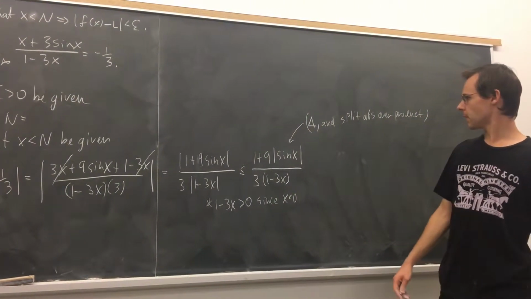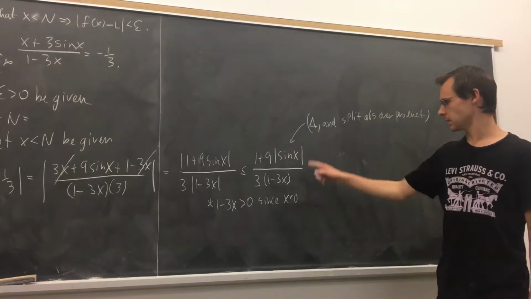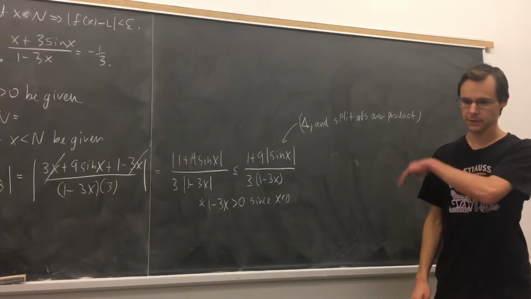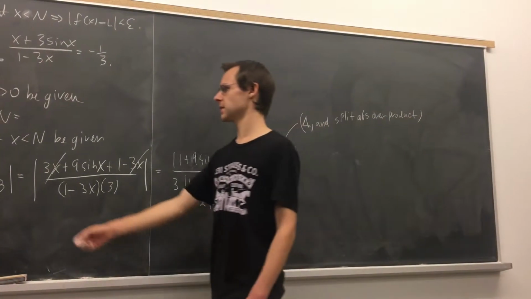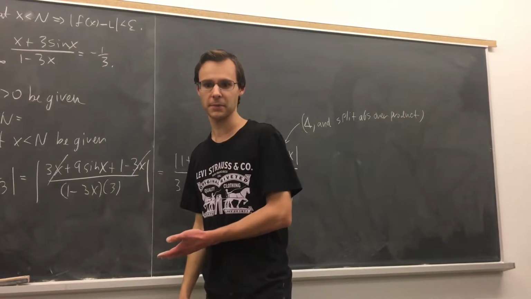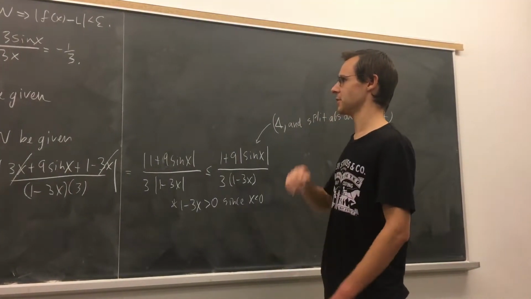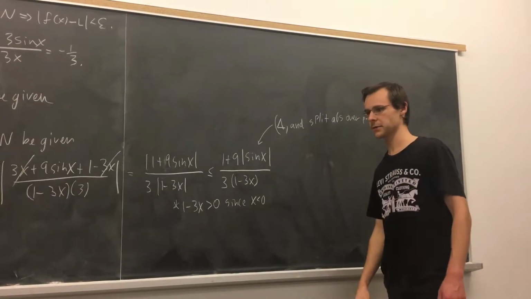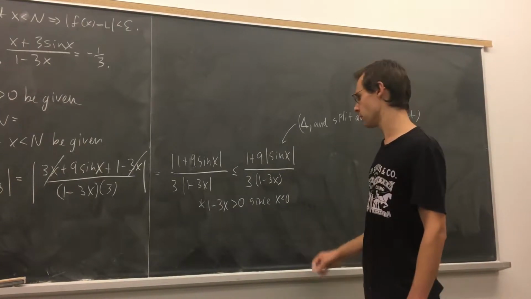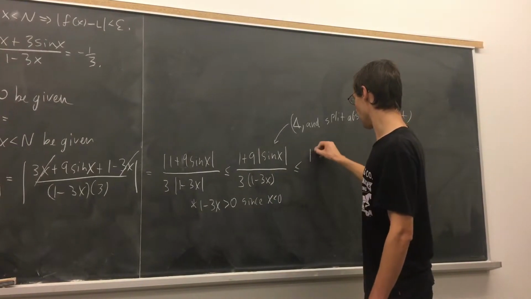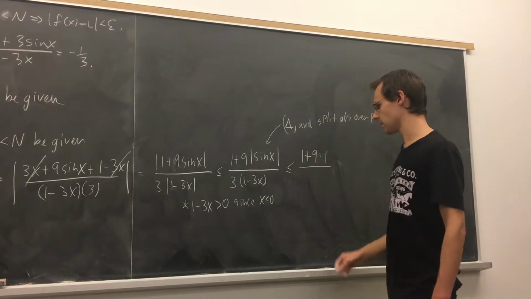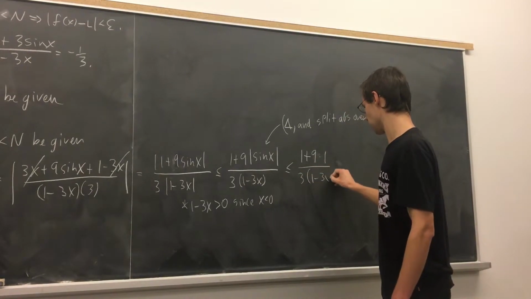All right, what happens now? Just like in the second example we did, we can replace the absolute value of sine with just a 1 and get rid of it entirely. Whenever you see a sine in an example where x is tending to infinity, usually it's just put there to screw you up. You're expected to notice that you can just forget about the sine and replace it with 1. So don't let yourself fall into the trap of worrying about the sine. Just replace it with 1 and have it over with. So this is less than or equal to 1 + 9 times 1, so 10 goes in the numerator. And then in the denominator we have 3 times (1 - 3x).